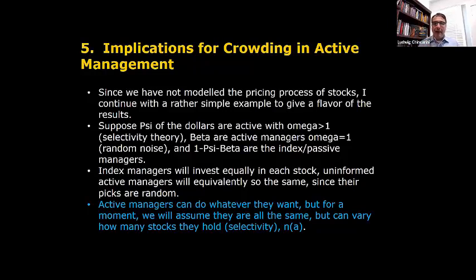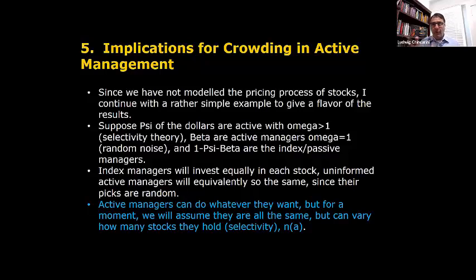And then we have beta percent of the world that are active managers with omega equals 1. What does that mean? They're active managers. They think they're good, but they're not, okay? Or they're as good as a coin flip. So they're random noise. And then we have the rest of the universe as passive managers, okay? So we're going to assume that index managers invest equally in each stock, okay? Again, we created an equal weight world, but really it's probably a market cap world. Uninformed managers do the same because they're random. So they're basically like equal weight. They think they're good, but it's random across the stocks.